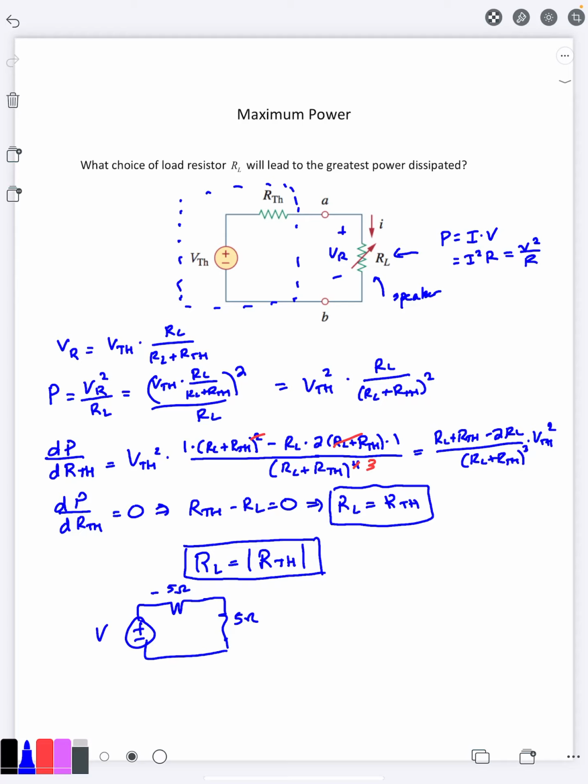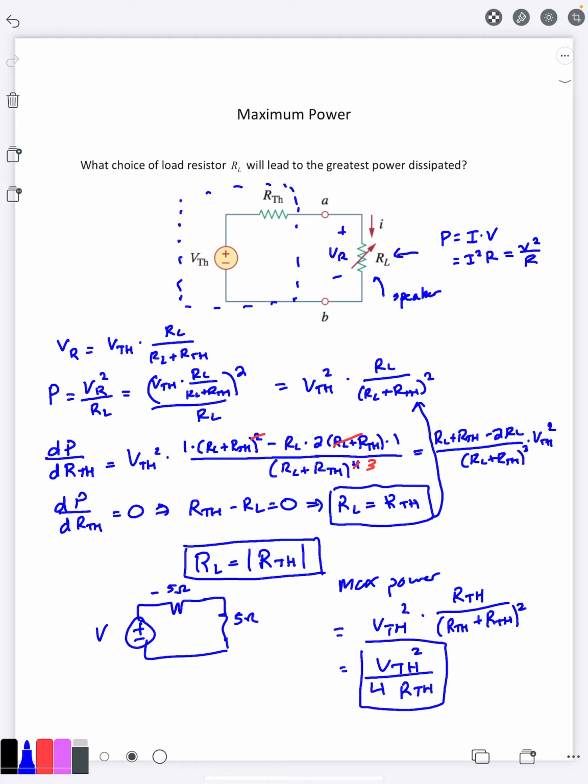Now, if you take this value and plug it into the formula for the power, then the max power you can ever get is going to be V Thevenin squared times RL, which is the same as R Thevenin, over RL plus R Thevenin, where RL is the same as R Thevenin, squared. So you're going to get 2 R Thevenin squared there. And then we'd have V Thevenin squared over 4 R Thevenin, since one of the R Thevenins cancels. So that gives you the maximum power you can have on a load resistor.